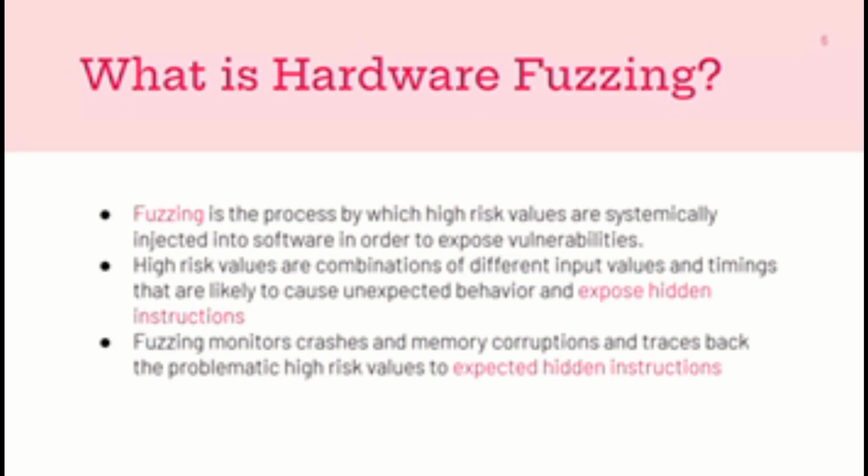So what is hardware fuzzing? Fuzzing is a process by which high-risk values are systematically injected into software in order to expose vulnerabilities. High-risk values are combinations of different input values and timings that are likely to cause unexpected behavior and expose hidden instructions. Fuzzing monitors crashes and memory corruptions and traces back the problematic high-risk values to expected hidden instructions.